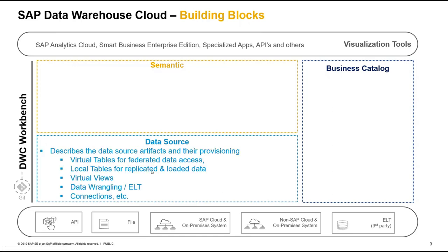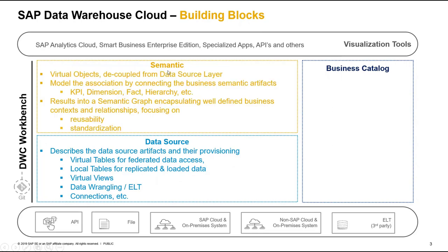Within the data source building block, we'll describe the data source artifacts and also their provisioning, like virtual tables for federated access to one or many of the source systems, and local tables for replicated or loaded data, if you want to have some data replicated and persisted within Data Warehouse Cloud instead of getting federated access to the remote systems, and virtual views like virtual HANA views. We also provide the capability for data wrangling inside Data Warehouse Cloud and also the connection management, which also includes the data space concept.